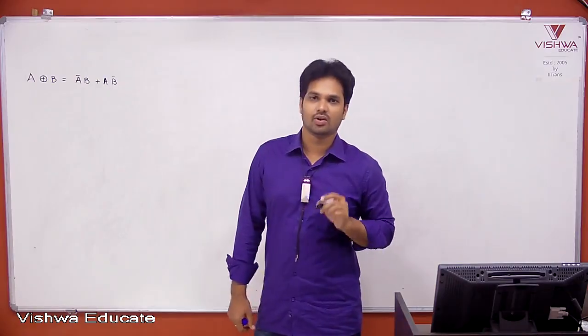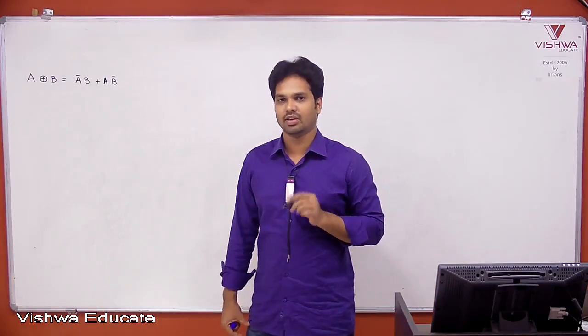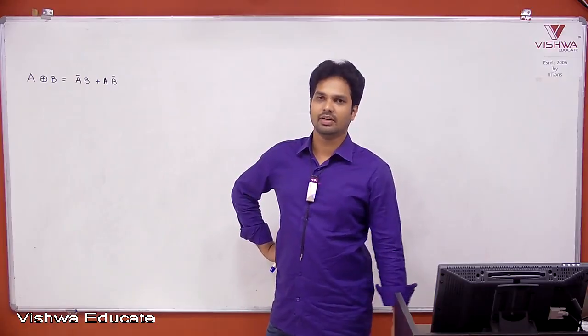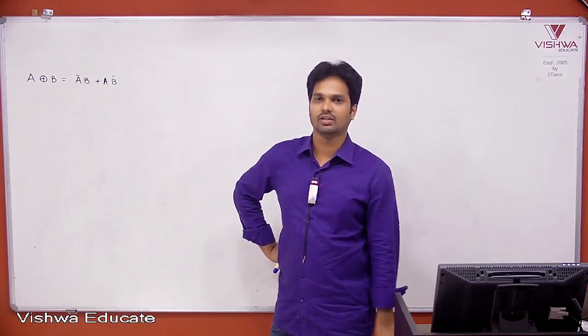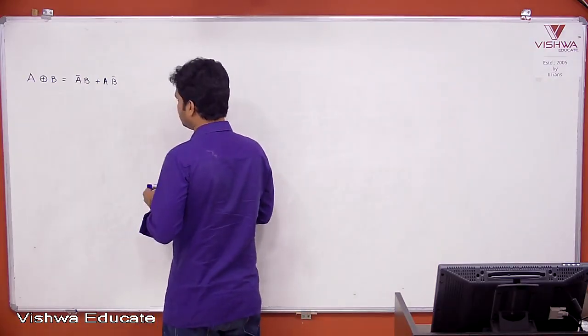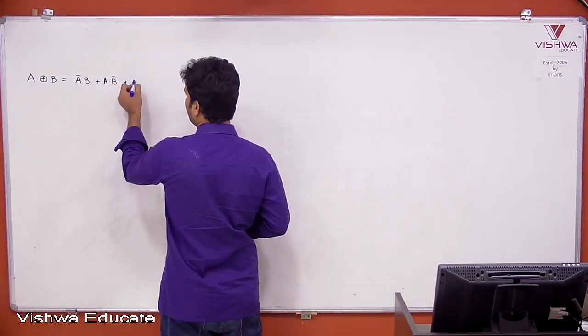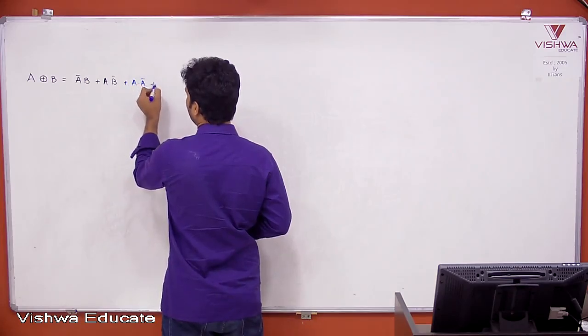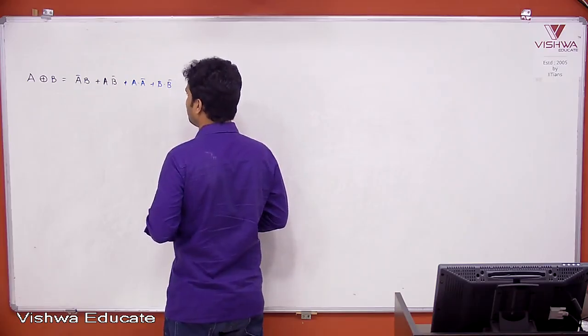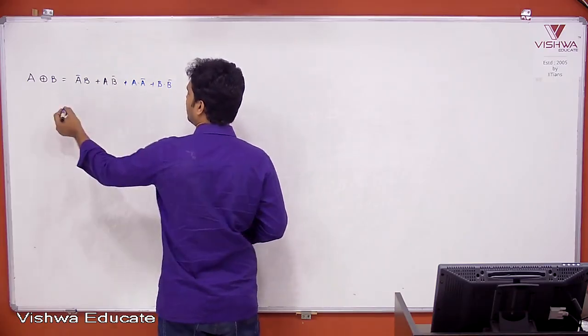So what is the XOR gate? A bar B plus AB bar, right? We know that. Now let us use this function and implement it using NAND gates and NOR gates. Let us see. I am adding, for our convenience, A into A bar and B into B bar. What is A into A bar? 0. B into B bar? 0.